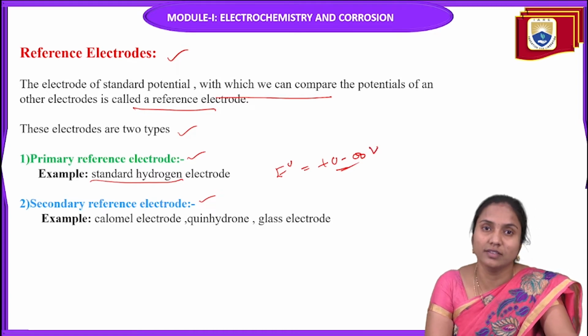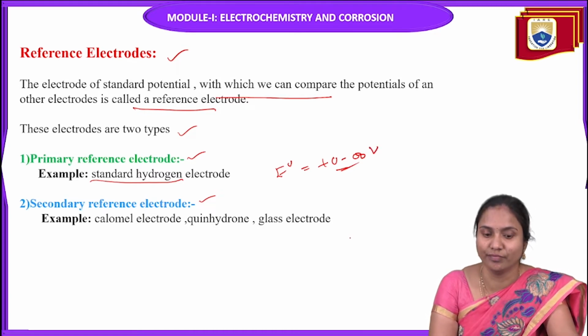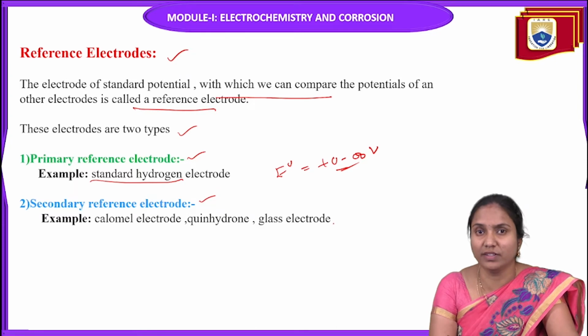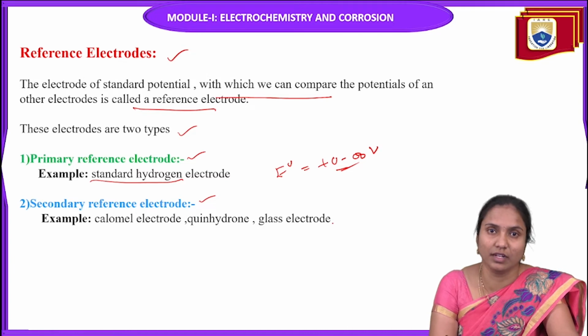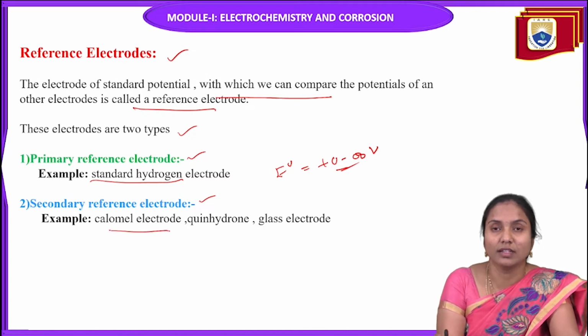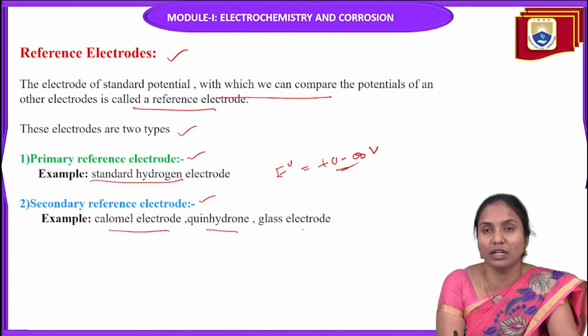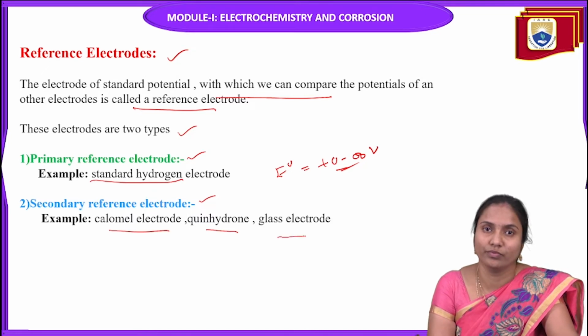Electrode potential is 0 at all temperatures. But its setup is very difficult. So to overcome these difficulties, we use secondary reference electrodes. The best examples are the calomel electrode, quinhydrone electrode, and glass electrode.